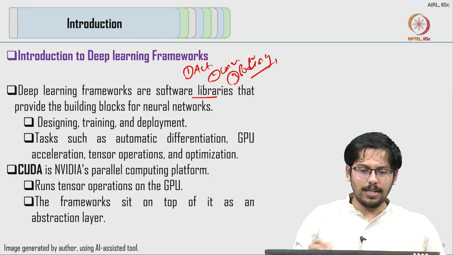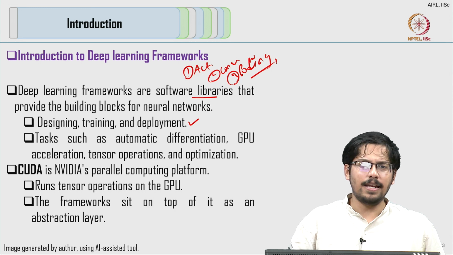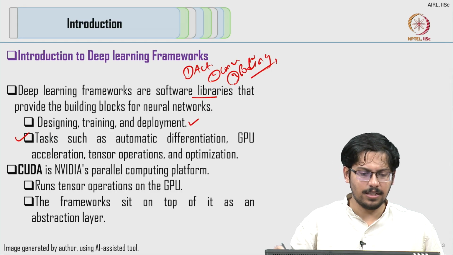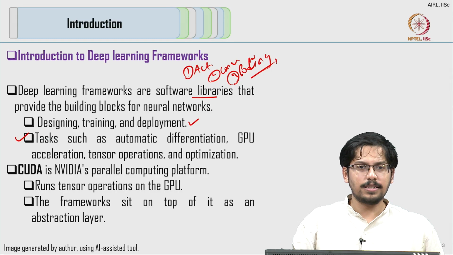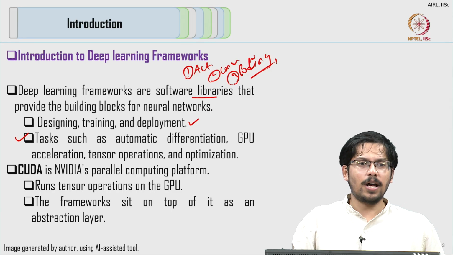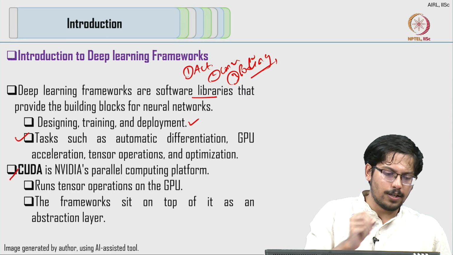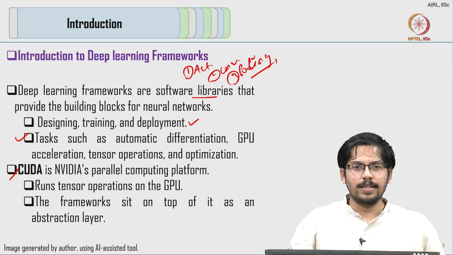Designing, training and deployment is made easy using these deep learning frameworks, and tasks like automatic differentiation, GPU acceleration, tensor operations and so on are also made easy. All these deep learning frameworks use CUDA. CUDA is NVIDIA's computing platform. What CUDA does is it runs these tensors on a GPU.